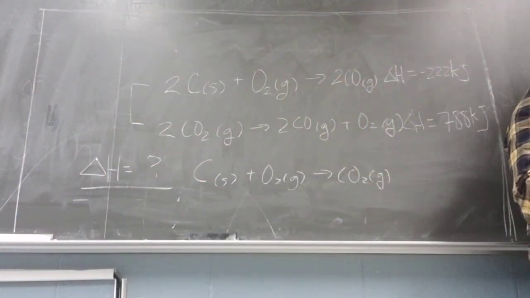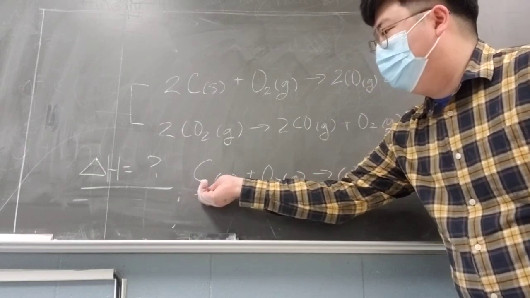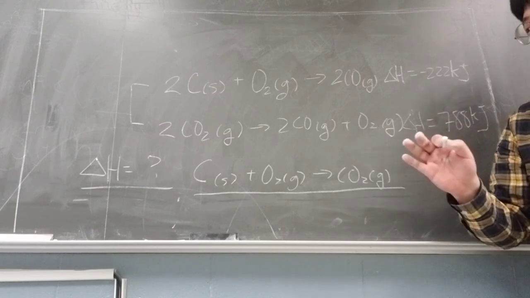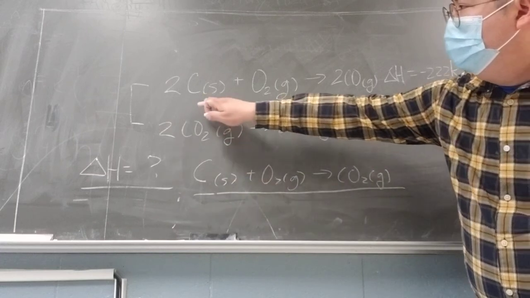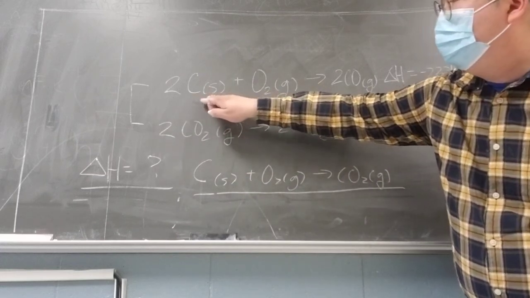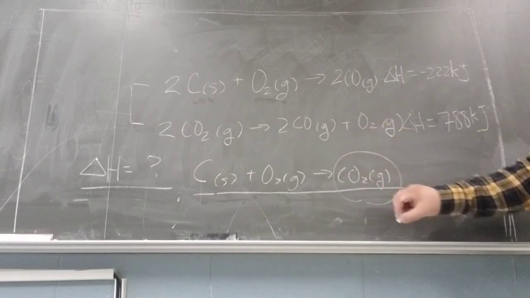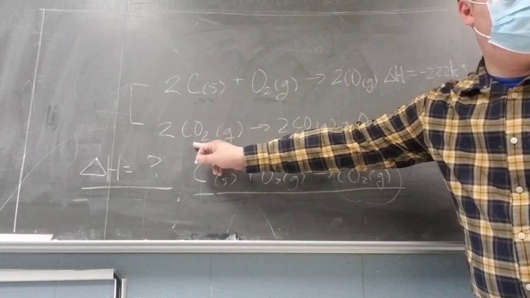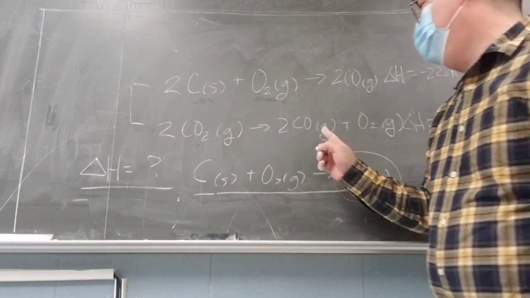So once again, every time you see this type of problem, you always start from the final equation and just look at where those reactants and products are. You have the carbon and the oxygen molecule on the left, which looks just fine because they're already on the left side. But the problem is you have carbon dioxide on the right in the final equation, but it's on the left in the second. So that means you have to flip this one. Okay, so I'm gonna flip this one now.